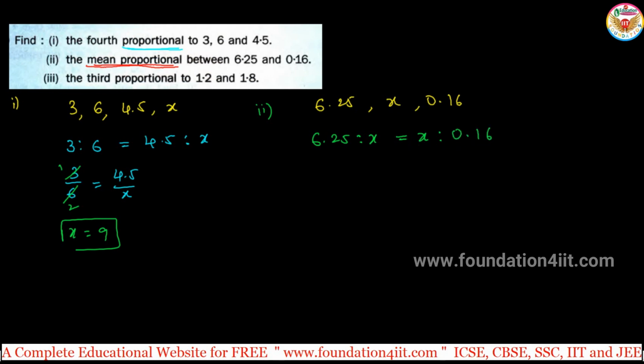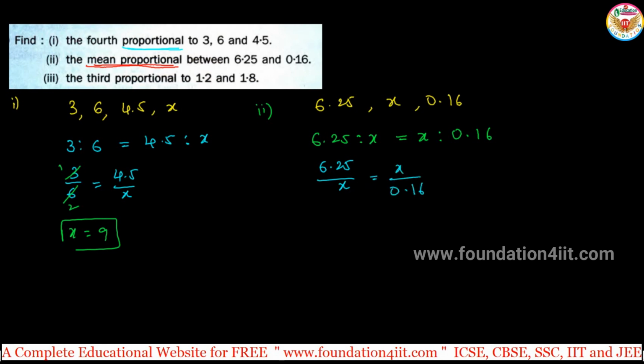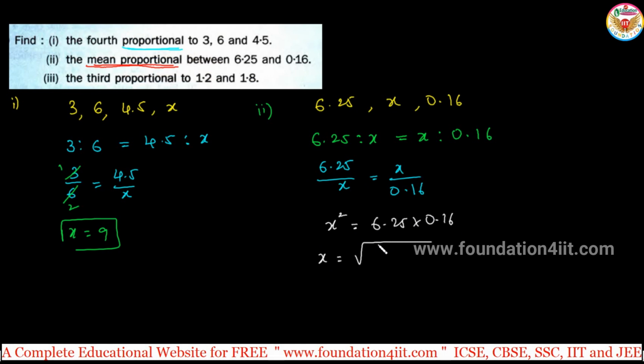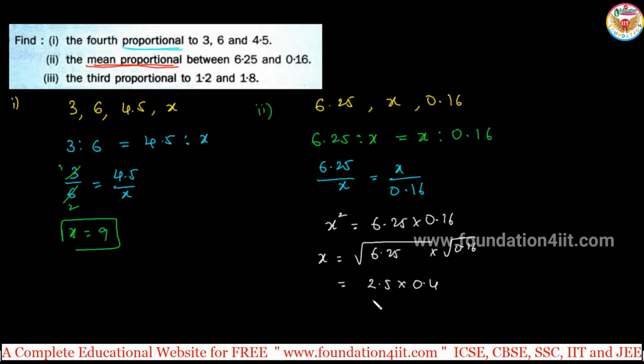That is the mean proportional. You can take the proportionality rule. That means 6.25 by x is equal to x divided by 0.16. Do cross multiplication. x square is equal to 6.25 into 0.16. That is, x is equal to square root of 6.25 into square root of 0.16. If you simplify this, 6.25 gives 2.5 and this is 0.4, equals 1. x is 1, that's the value, right?